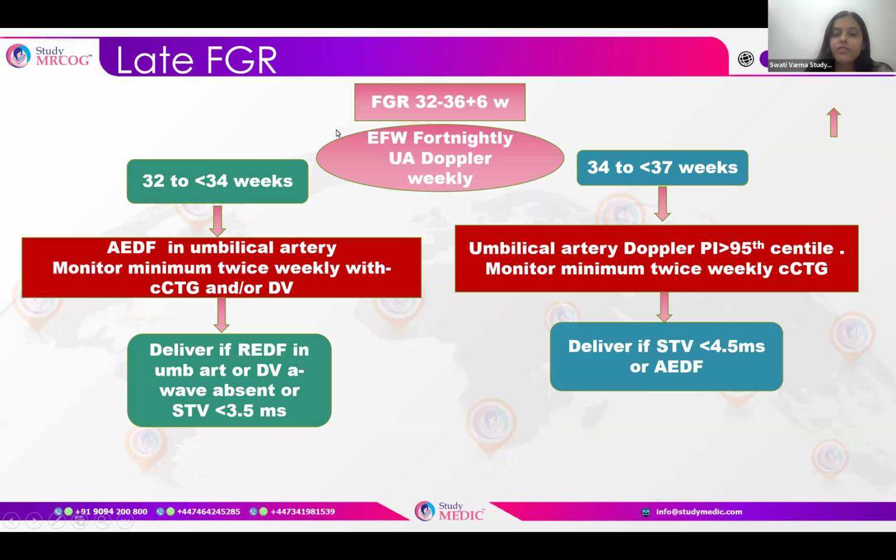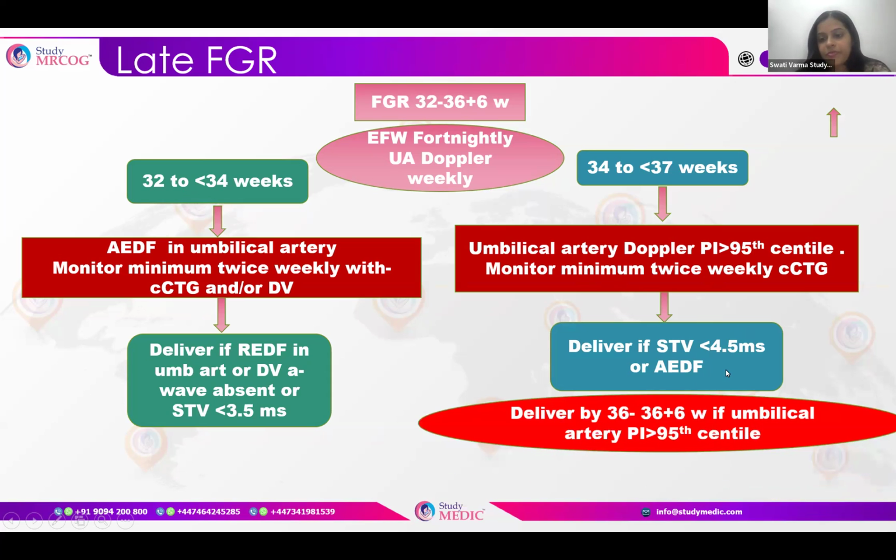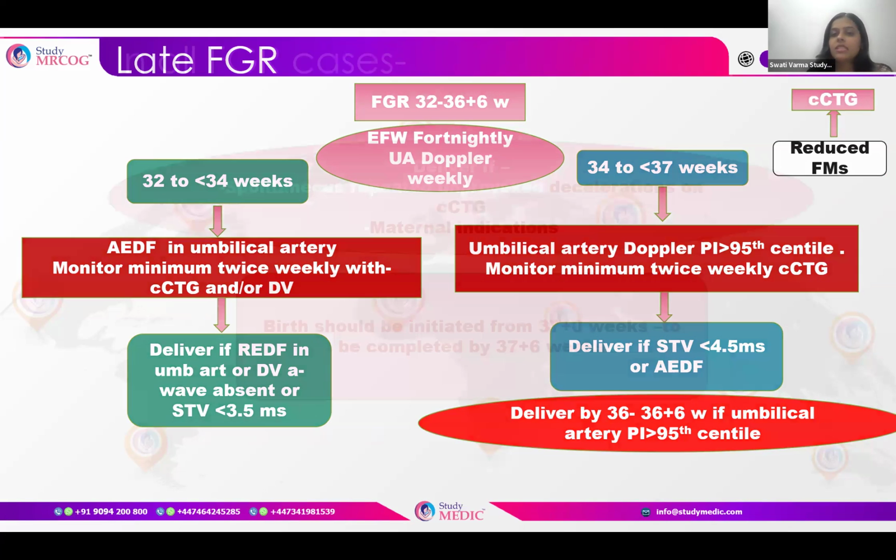So here in late FGR, it is 3.5, 4.5. Between 32 to less than 34, STV is less than 3.5. Between 34 to less than 37, STV is less than 4.5. And yes, just like REDF was to be delivered by 32 weeks, AEDF was to be delivered by 34 weeks, umbilical artery PI more than 95th centile is to be delivered by 36 to 37 weeks. Again, if any time reduced fetal movements, you have to place her on CCTG.